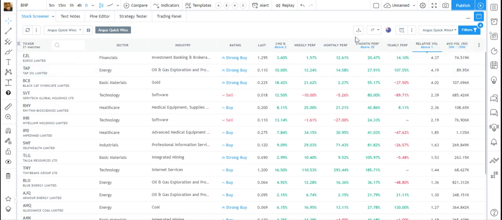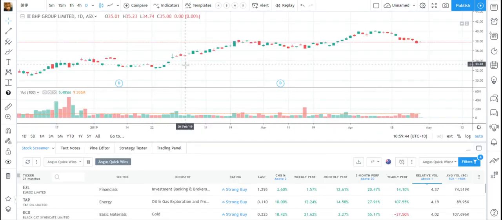And we'll click on that. And so relative volume is there. I'm going to shrink this one back down, and so go back to my charts.